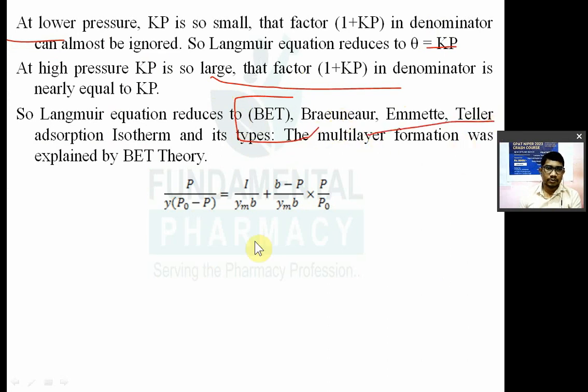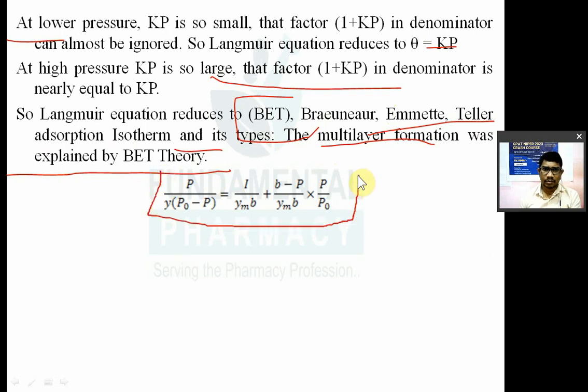Brunauer-Emmett-Taylor will also explain the adsorption isotherm and its types. The multi-layer formation was explained by BET theory. इसके ऊपर क्वेश्चन आ चुका है. So multi-layer adsorption isotherm was explained by BET theory, Brunauer-Emmett-Taylor. ठीक है, तो उसका इक्वेशन है like this.